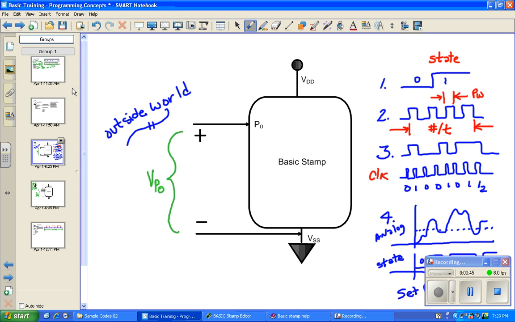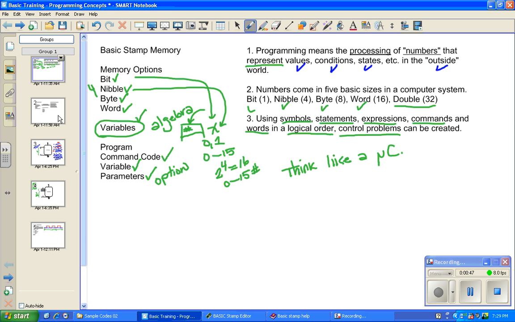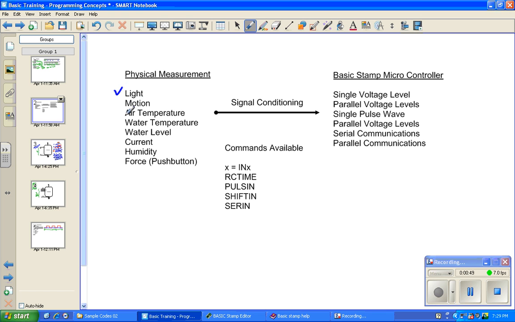We live in the world of light. We live in the world of motion, temperature, length, current, humidity and force. This is our world. So we call it a physical measurement.